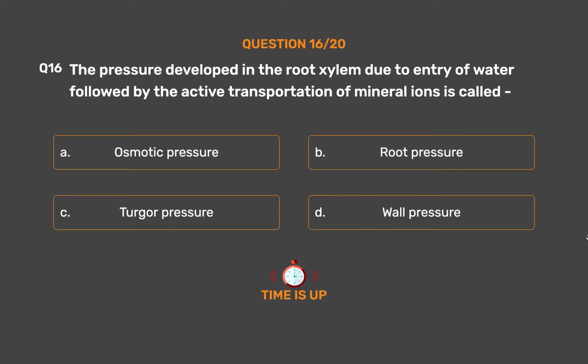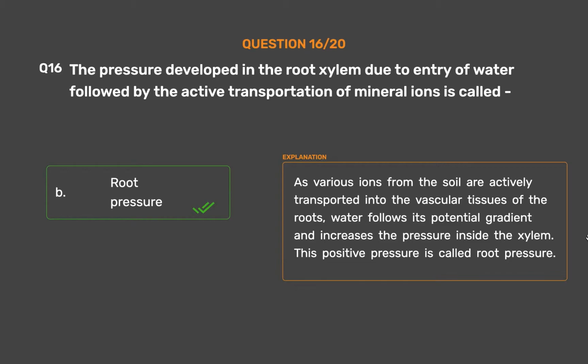The correct answer is option B. Root pressure. As various ions from the soil are actively transported into the vascular tissues of the roots, water follows its potential gradient and increases the pressure inside the xylem. This positive pressure is called root pressure.